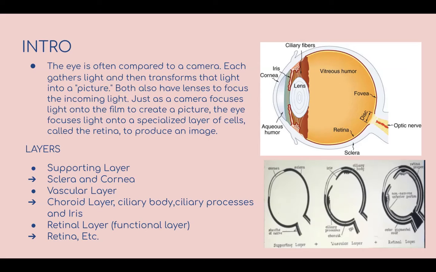The first is the supporting layer, and that consists of the cornea and the sclera, and that actually provides support and structure to the eye. Within that is your vascular layer, and that contains the iris, the ciliary body, the choroid, and the ciliary processes. And that's going to have a bunch of your blood vessels and be highly vascular and provide nutrients to the other layers. Thirdly, we have the innermost layer, and that's going to be the retinal layer or the functional layer. And the retina in your eye is going to be the part that connects to the optic nerve and tells the brain what you actually see.